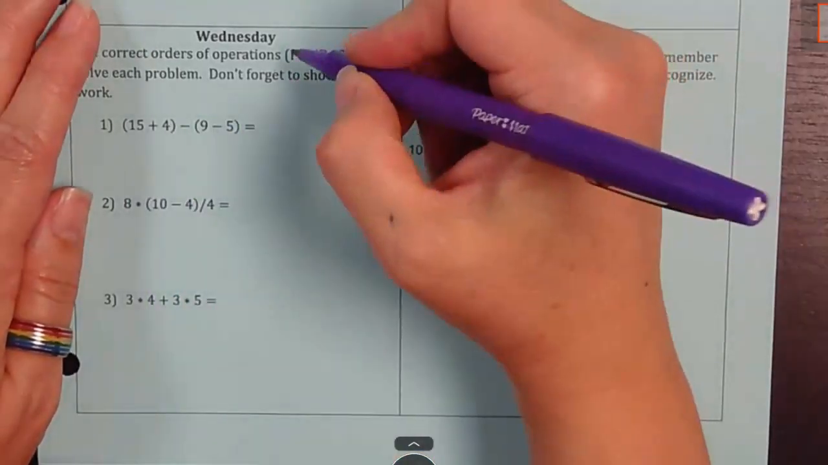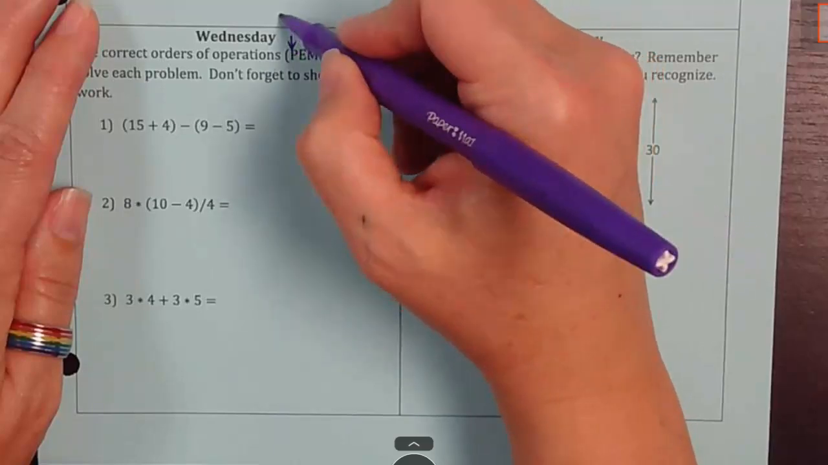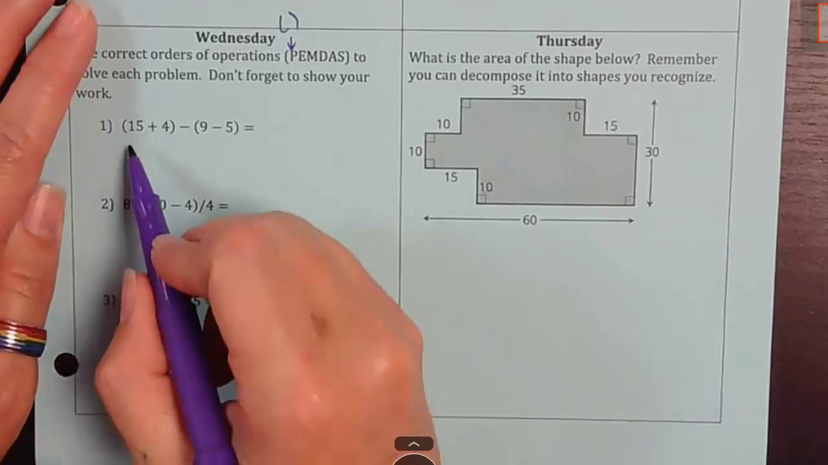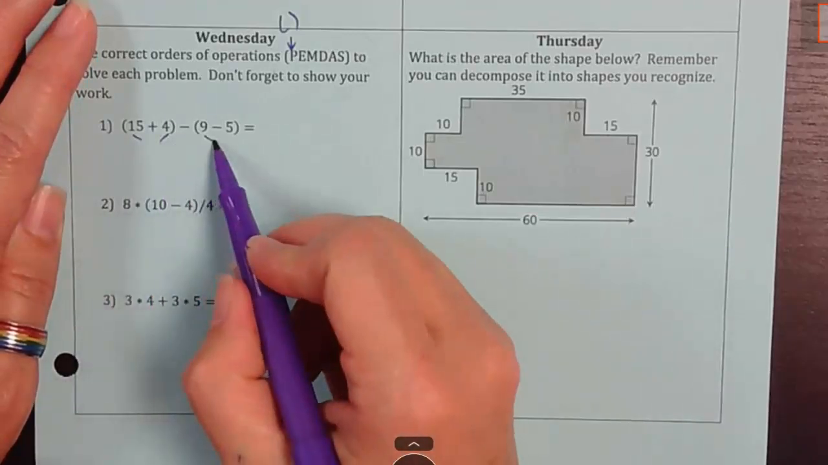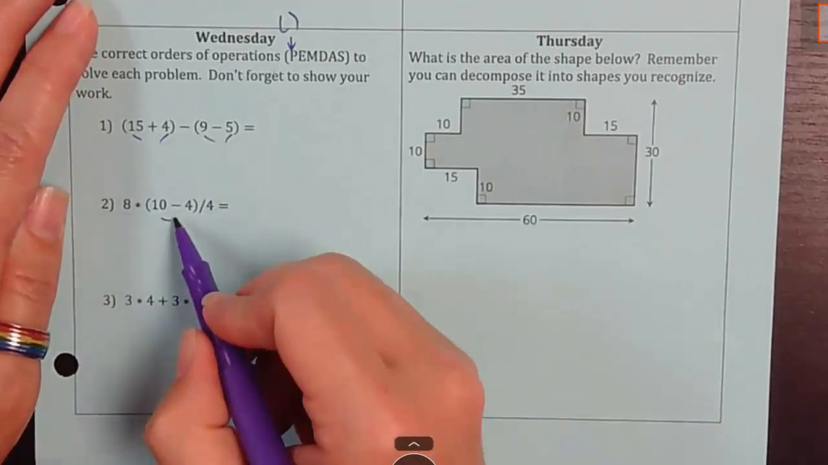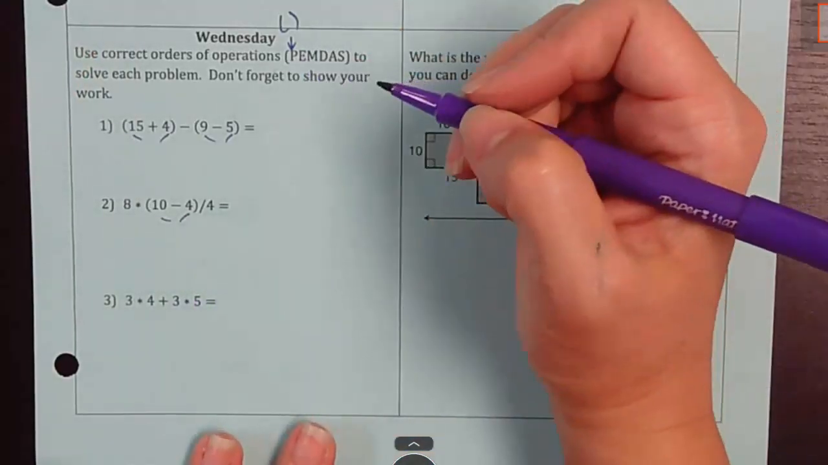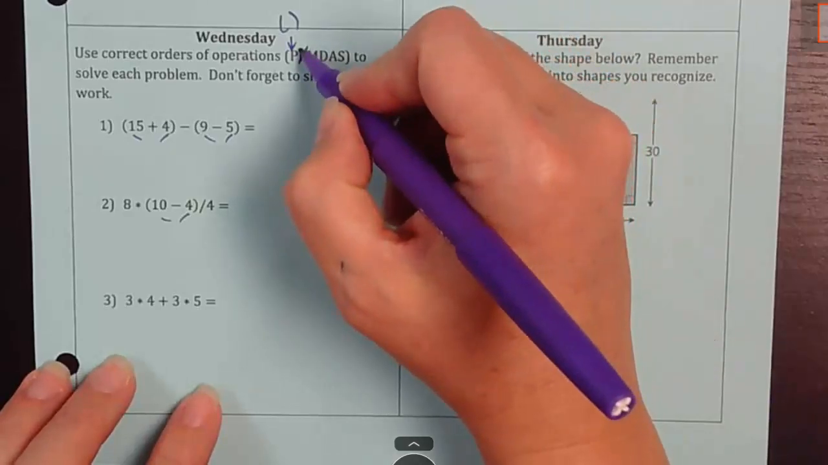So first thing we're looking for is parentheses. That P stands for parentheses. So we're looking for all of our parentheses. Well, there's some right here. That would mean I'd need to do what was inside these parentheses first. Inside of there first. Exponents. I didn't give you any exponents in this one, so there's no exponents.